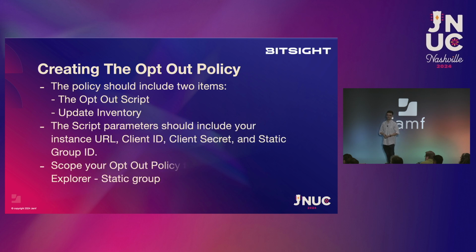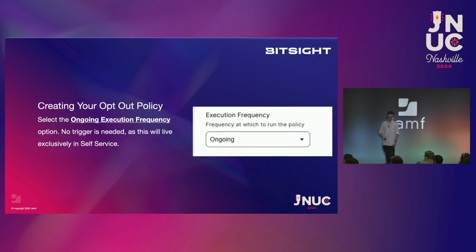So now we're going to create the opt-out policy, which should also include the two actions, or the two steps, if you will. So we're going to need our opt-out script this time, and then we're going to need our update inventory step again. So pretty much exactly the same as what we did for the enroll. We're going to mirror that for the opt-out. And again, we're going to select the ongoing execution frequency with no trigger, as this will live exclusively in self-service. So once the user is enrolled, they will see the opt-out button, and then vice versa.